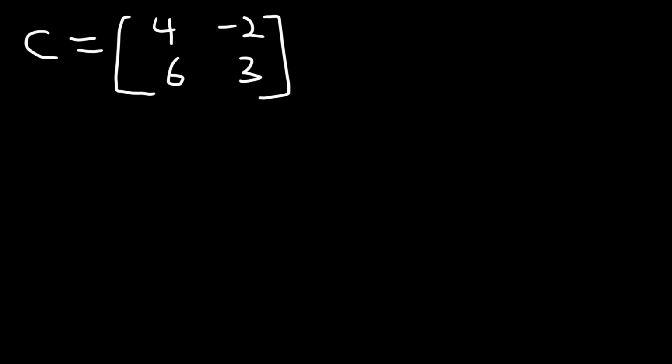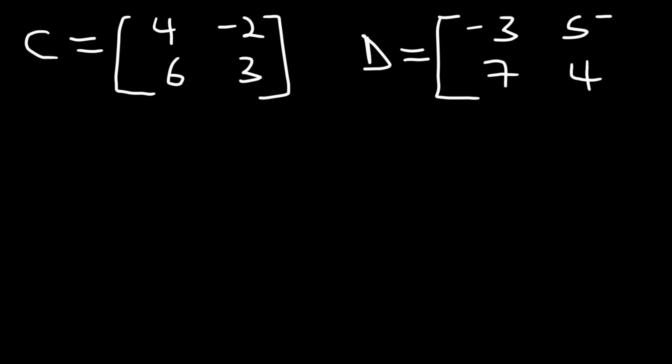Now let's see how we can add matrices. Let's say we have matrix C containing the elements 4, -2, 6 and 3, and then matrix D containing the elements -3, 5, 7 and 4. What would be C plus D?